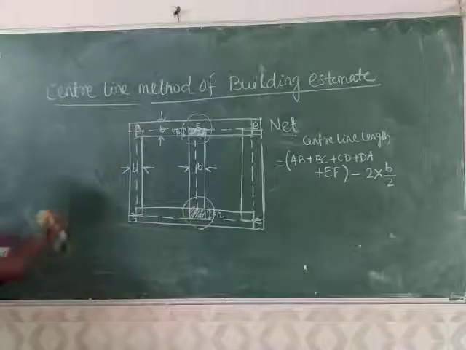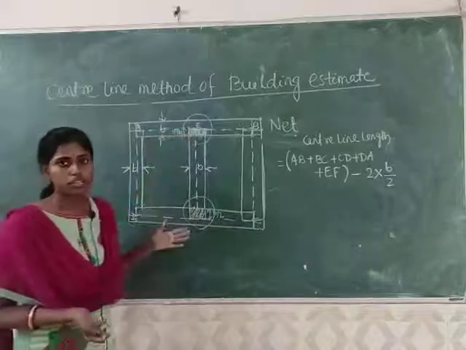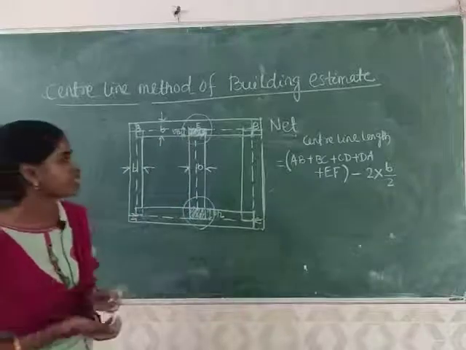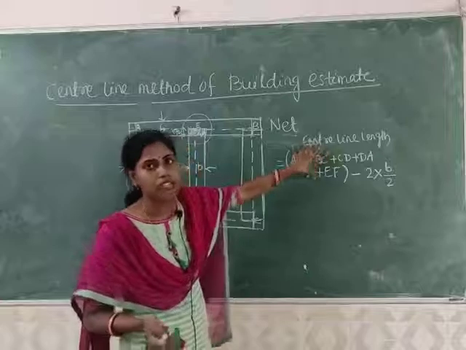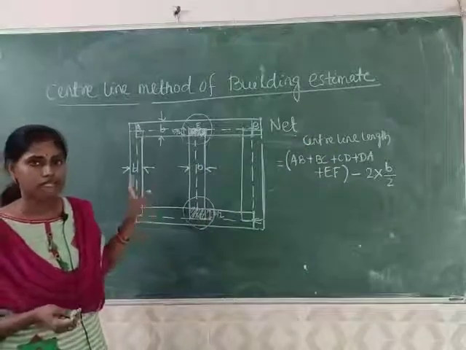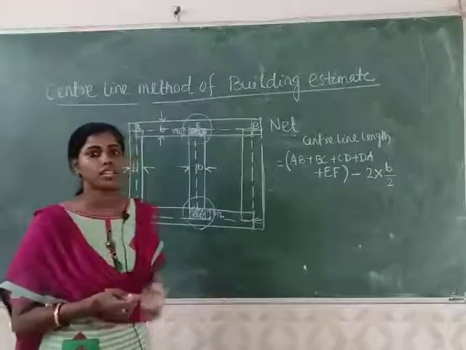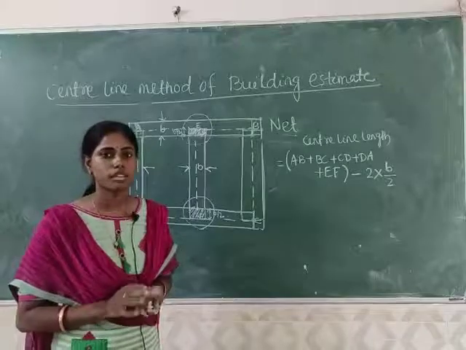So, in this example, we have seen how we calculate the total quantity when there is a junction point. This will be our final center line length, and with this we will multiply our breadth and height to get the final quantity. So, for this class, the center line method is over. In the next class we will do some examples.